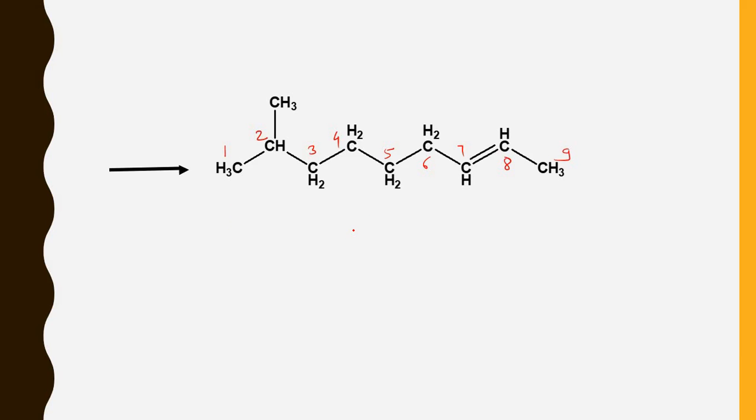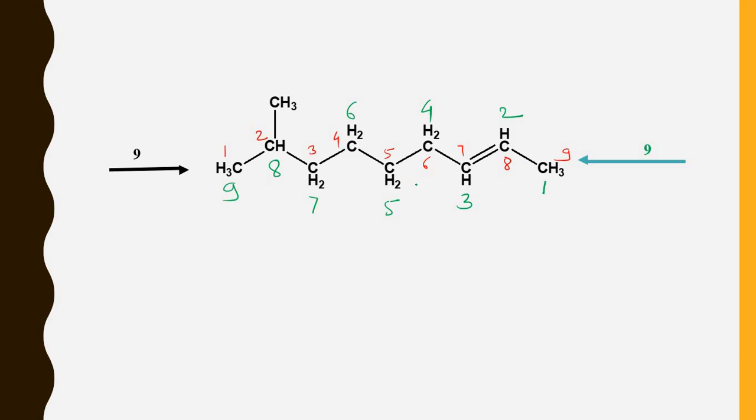So there are 9 carbon atoms in the longest chain. That's why this is considered the longest chain. If I give the numbers from the right-hand side, this is 1, 2, 3, 4, 5, 6, 7, 8 and 9. Also, if you give the numbers from the right-hand side, there are 9 carbon atoms. But what is the rule?